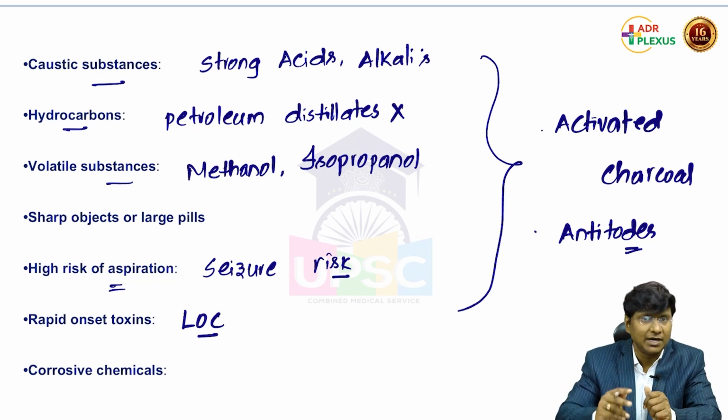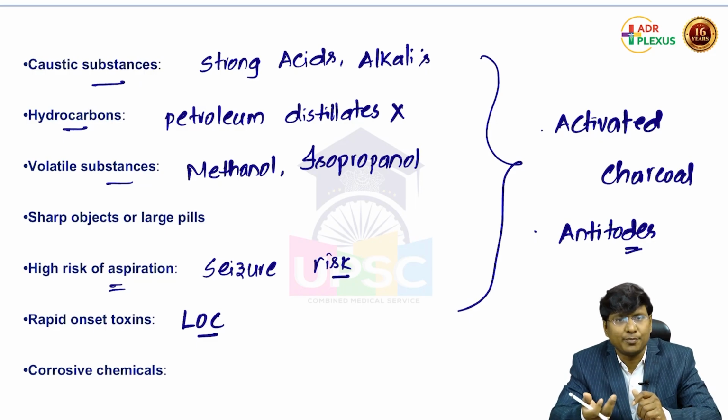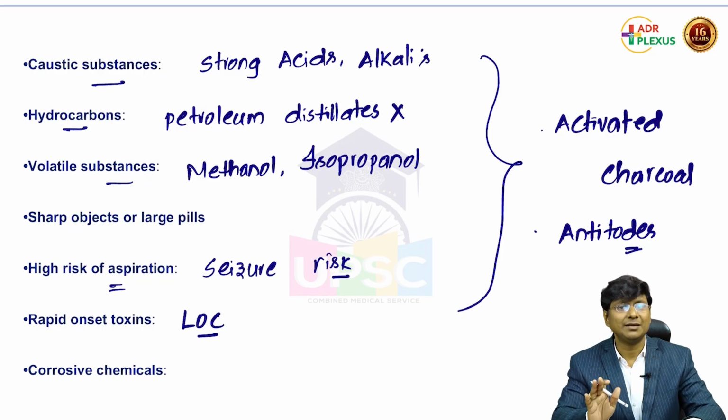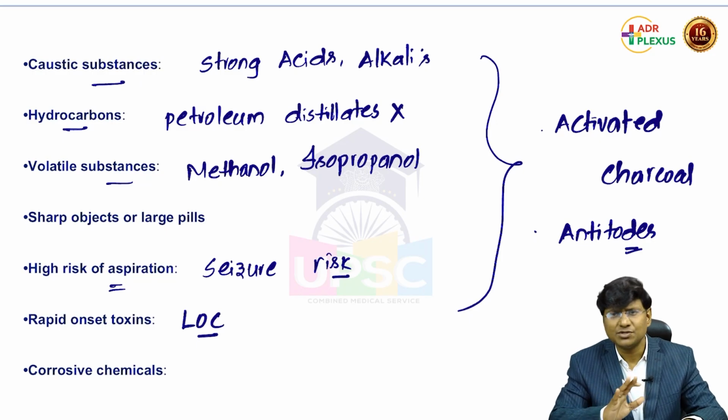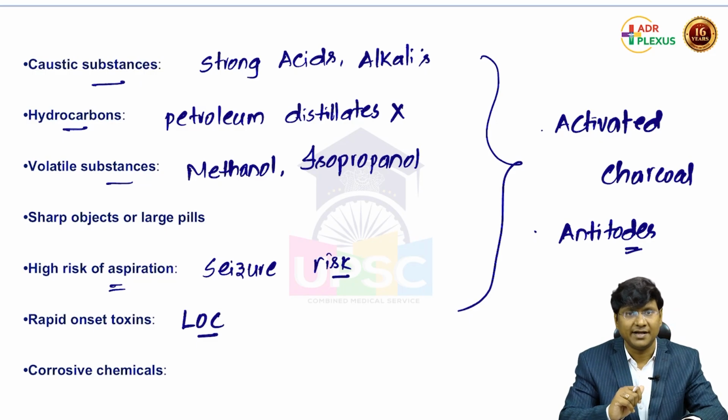Next are the volatile substances. Methanol as well as isopropanol are rapidly absorbed, so in them the gastric lavage will be of no use. In the same way, with sharp objects or large pills, lavage is also of no use. These are all the various intoxications where lavage as well as aspiration is contraindicated.